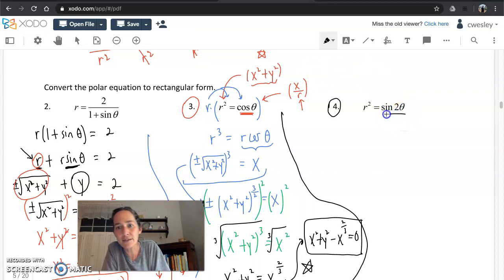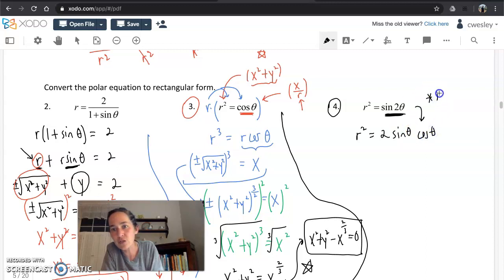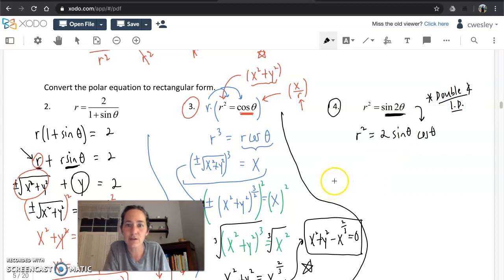A big hint is look at this 2 theta staring you in the face. It wants you to use a double angle identity. So that's what I'm going to try here. Let's write it as r squared equals. We only have one version of this double angle identity. It was 2 sine of theta cosine of theta. You're just way better off if you have this thing in terms of just sine and cosine of theta instead of, I'll put ID for identity, sine of 2 theta or cosine of 2 theta. So a good use of a double angle identity here.